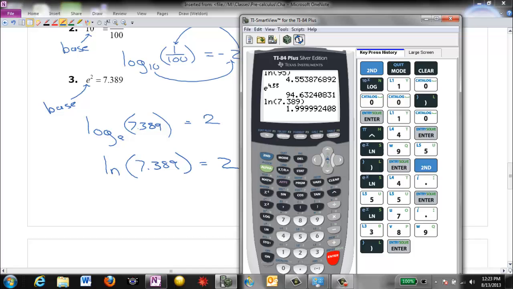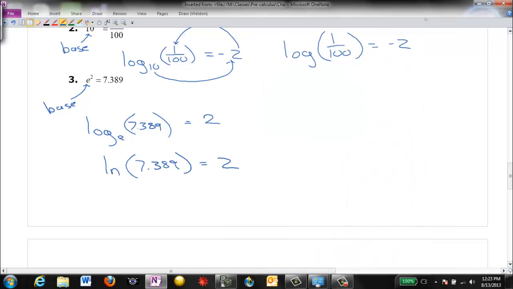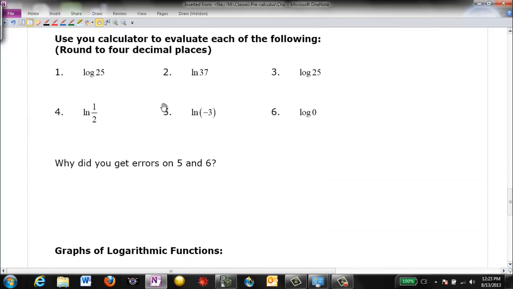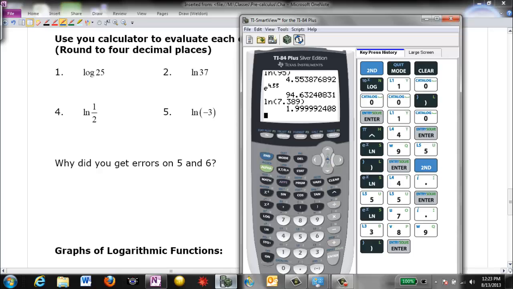So if you're working with those problems in base 10 or base e for right now, you can at least use your calculator to check your work and make sure that you're doing it correctly. Okay? All right. So let's do a couple quick exercises here. We're just going to run through this. It says use your calculator to evaluate each of the following. Make sure you round to 4 decimal places here. Instructions are very specific.